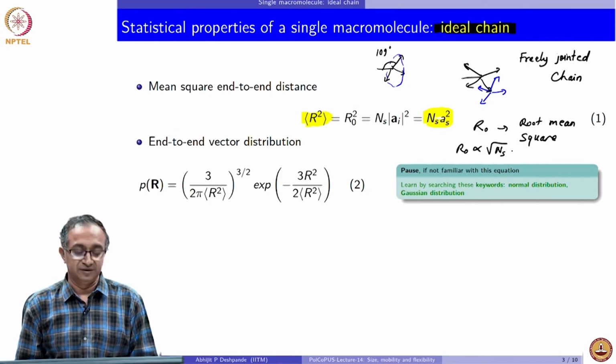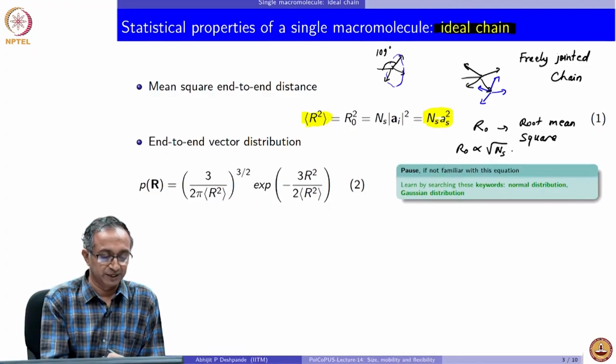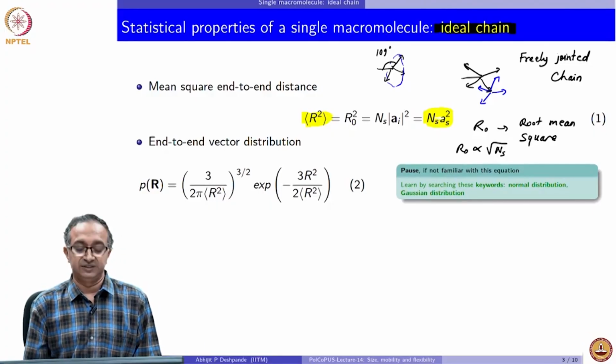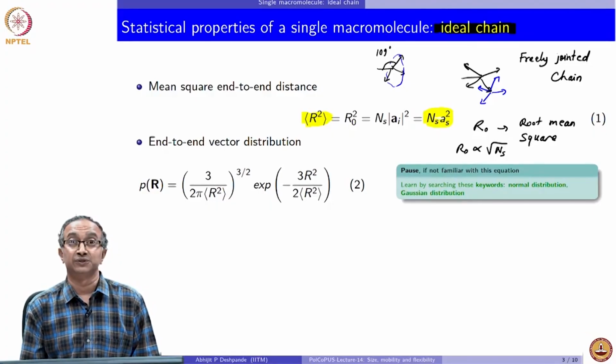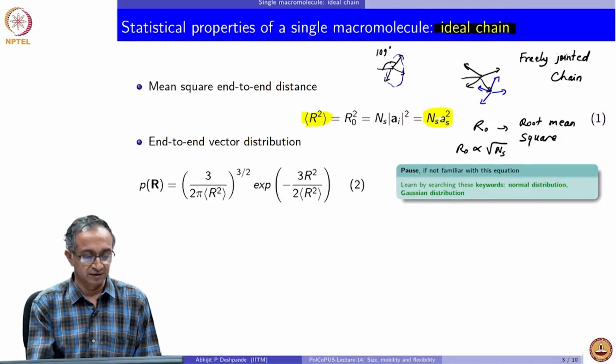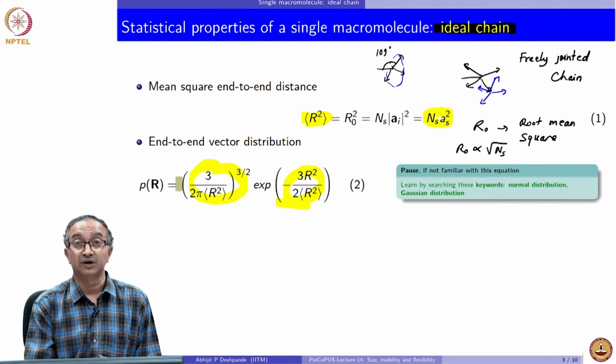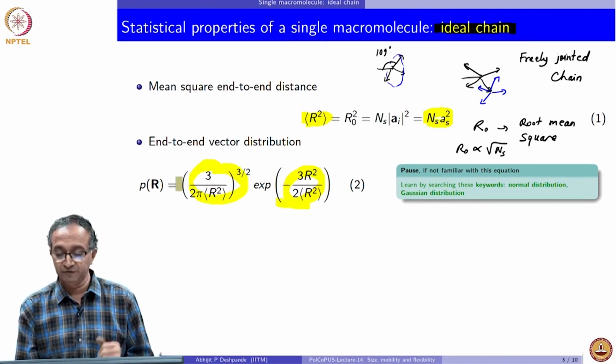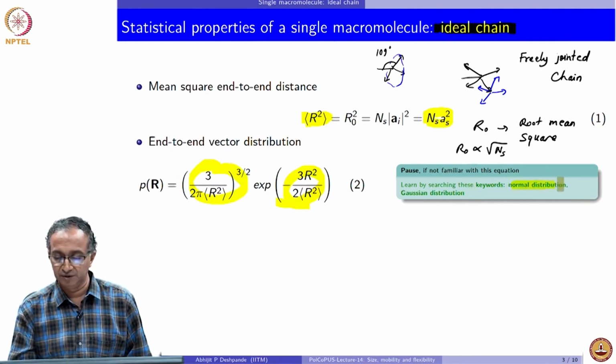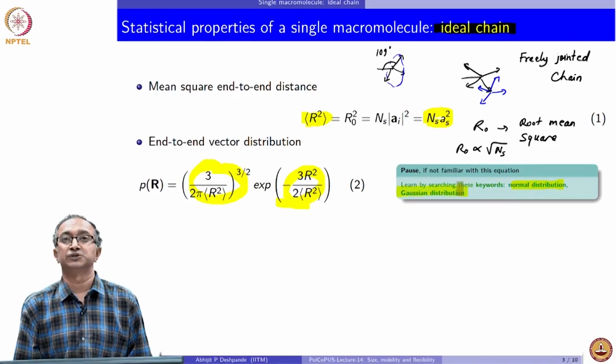And the distribution of how one end changes with respect to the other end is a Gaussian distribution for an ideal chain. I'm sure a lot of you can recognize the Gaussian distribution. If you're not familiar, just read about normal and Gaussian distributions.